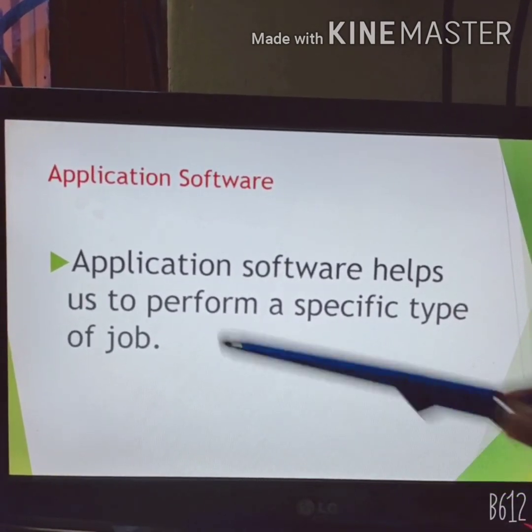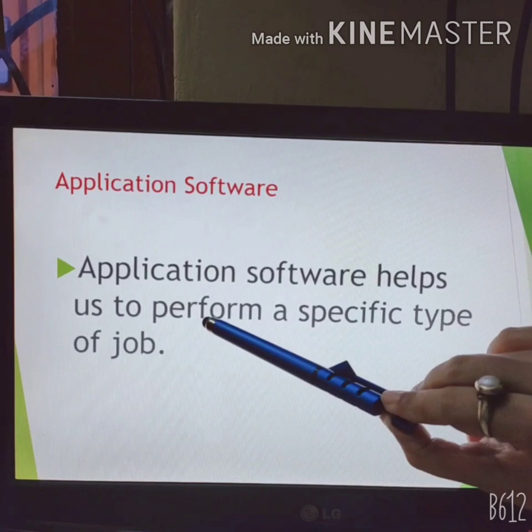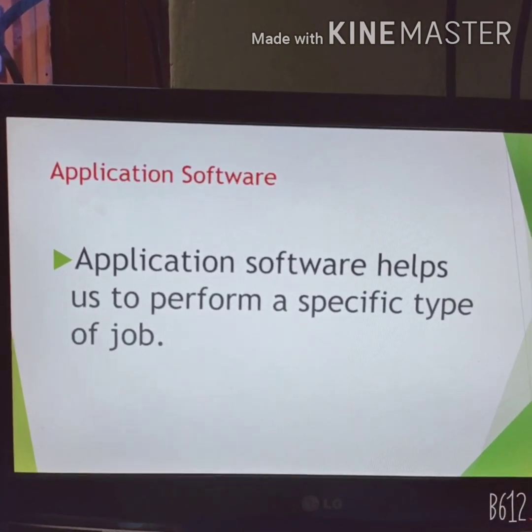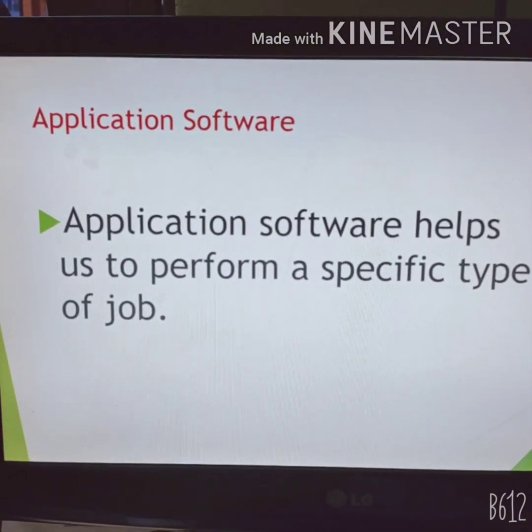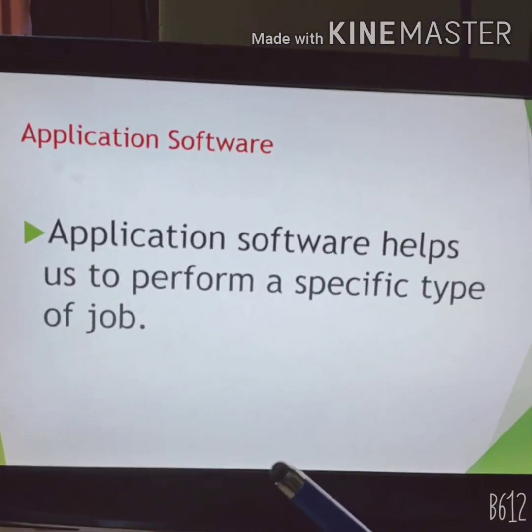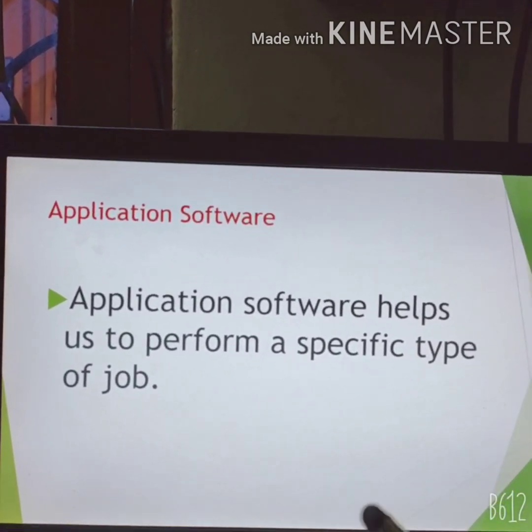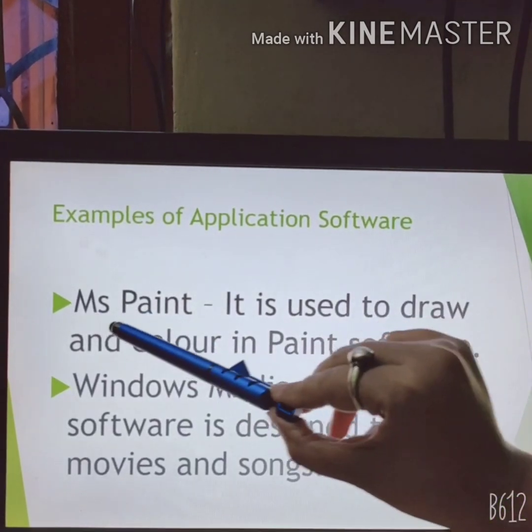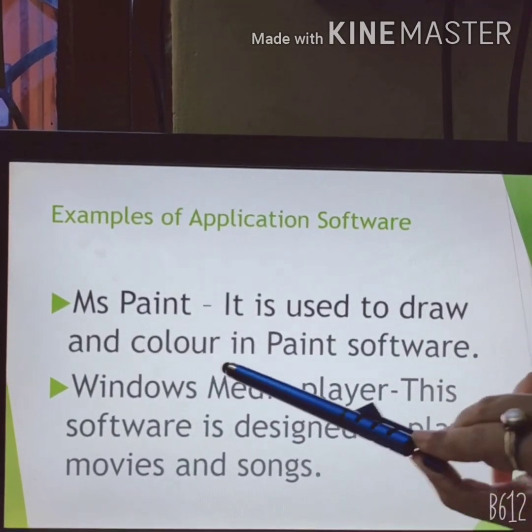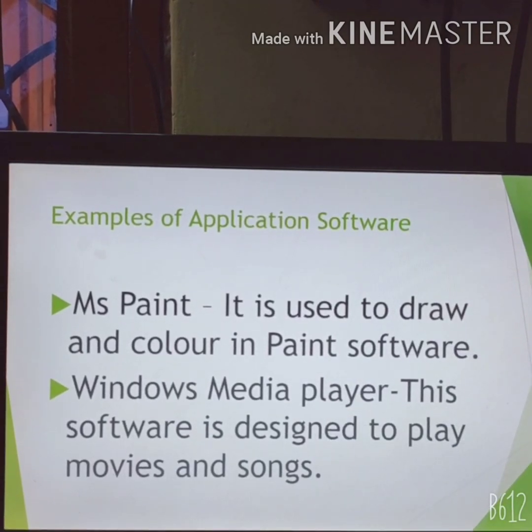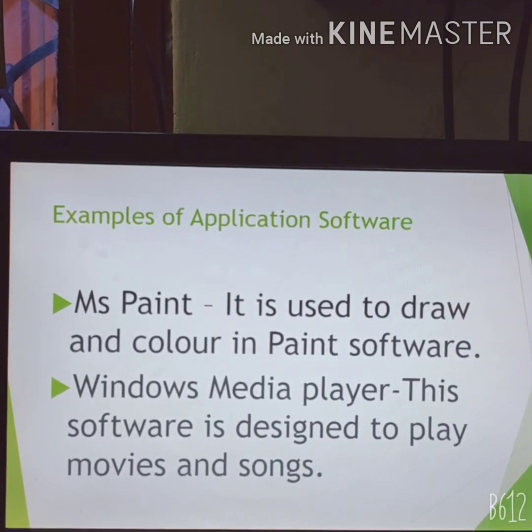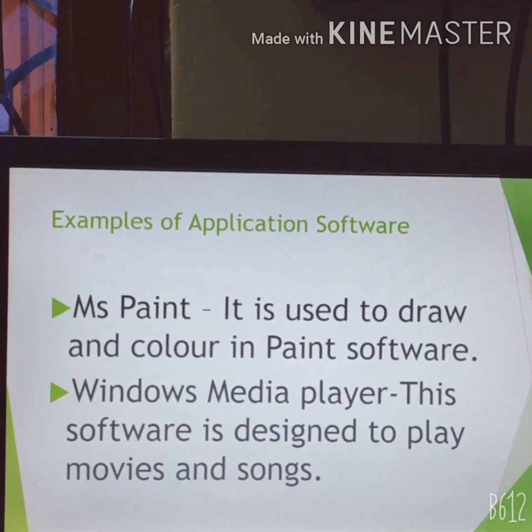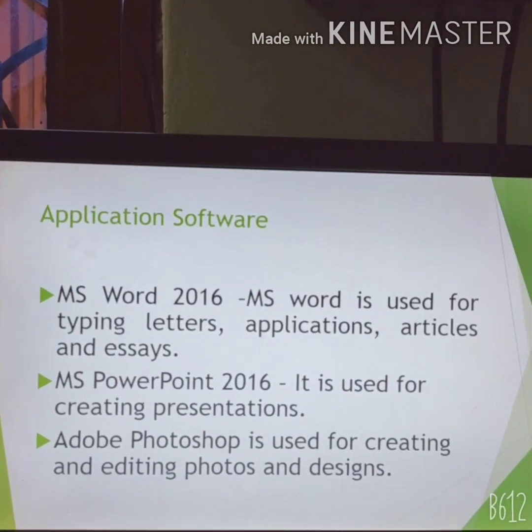Application software. Application software helps us to perform a specific type of job. So, system software controls the entire system and application software is responsible for performing a specific type of job. Like we are having Paint software. It is used to draw and color. Windows Media Player is a software which is designed to play movies and songs. Like that, many other softwares are there.